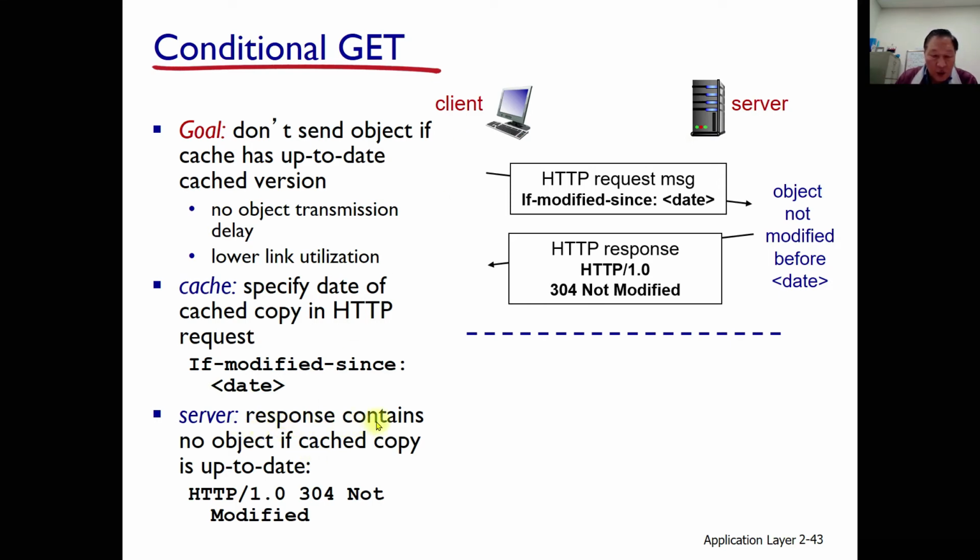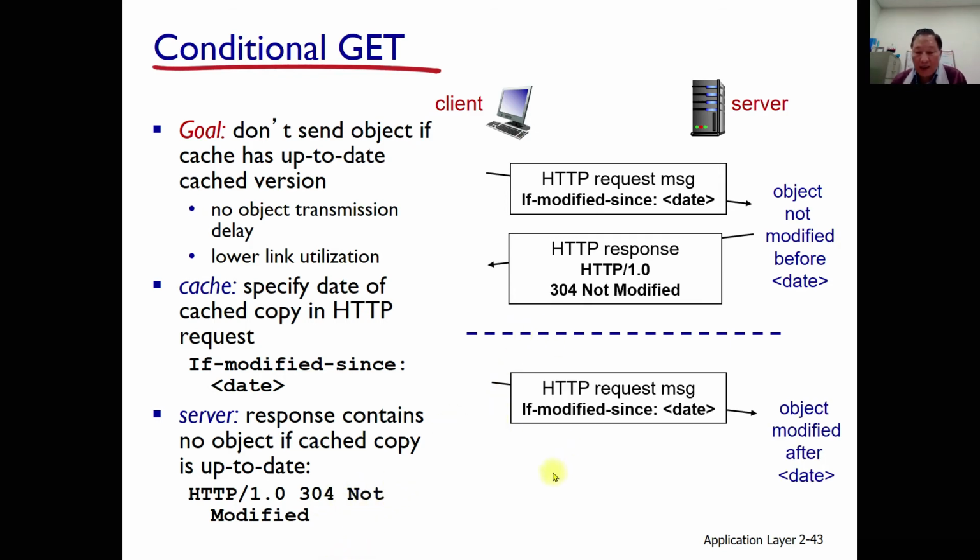The server response contains no object if the cached copy is up to date. If that is not modified, then the server is not sending that object. Simply it sends HTTP 304 Not Modified, instead of the long and big contents.